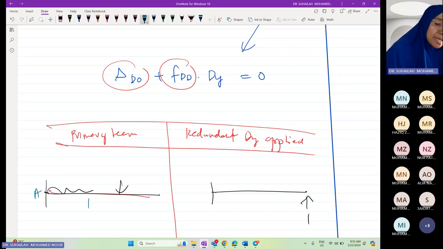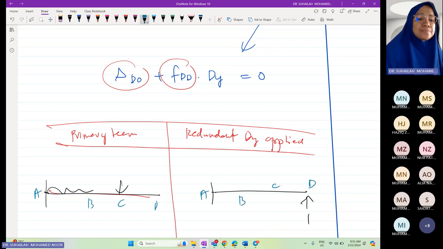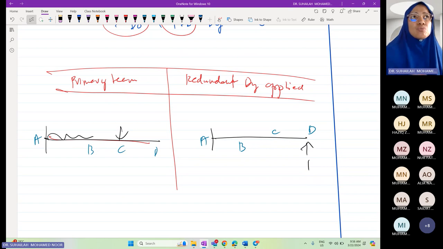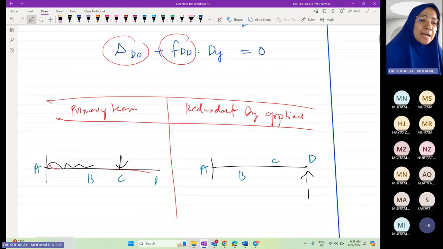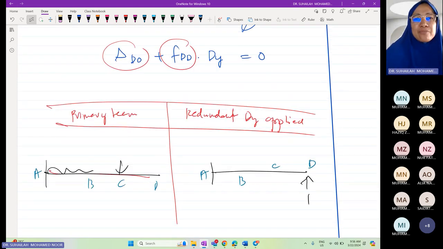Okay, so this is A, B, C, D. A, B, C, D. Okay, these are the two determinate beams. One is the primary beam, one is the redundant beam. These are what we have to analyse, which will give us delta D naught and FDD. So after you analyse the reactions here, write the moment equation for both. After that, calculate the displacement, and substitute the displacement into the compatibility equation.